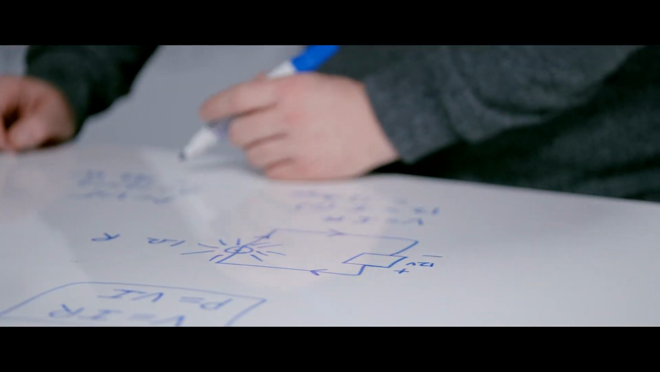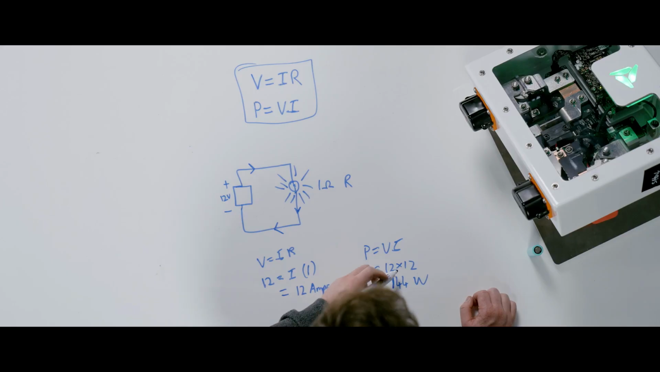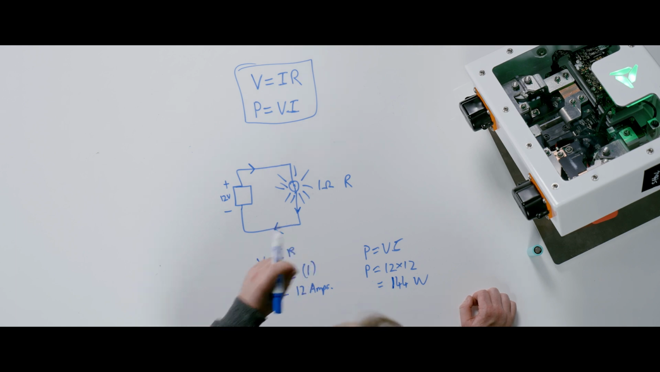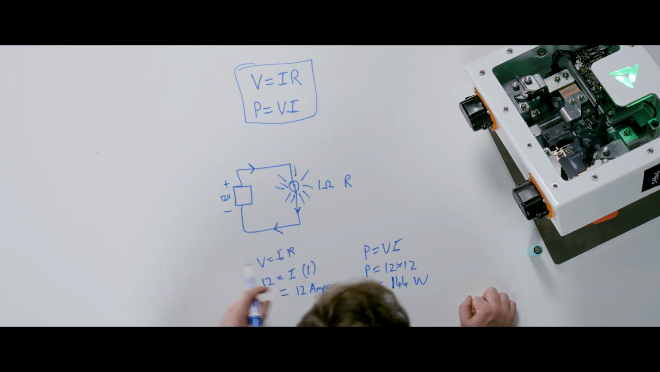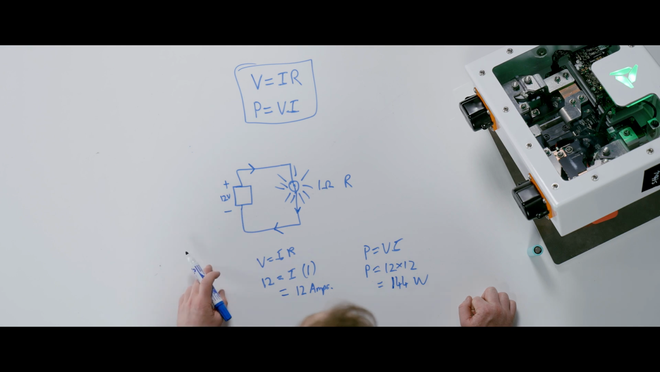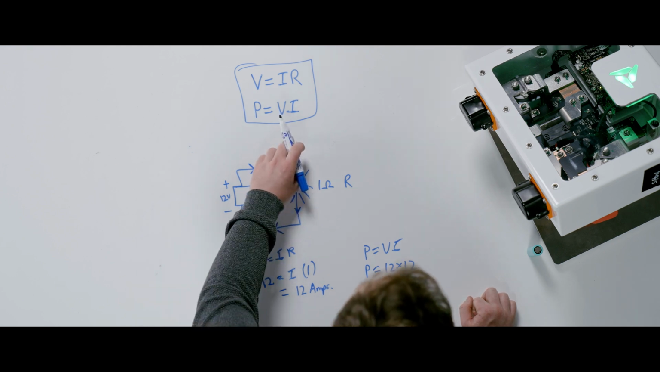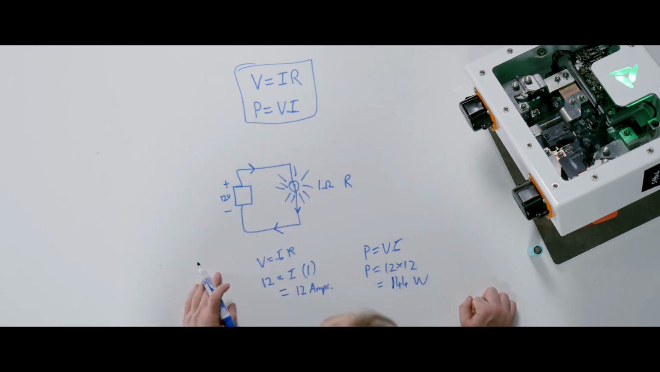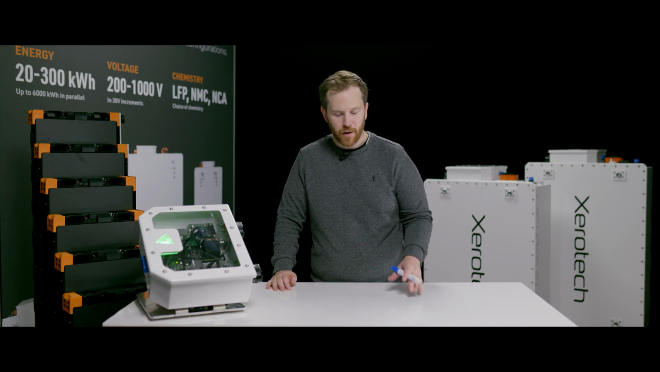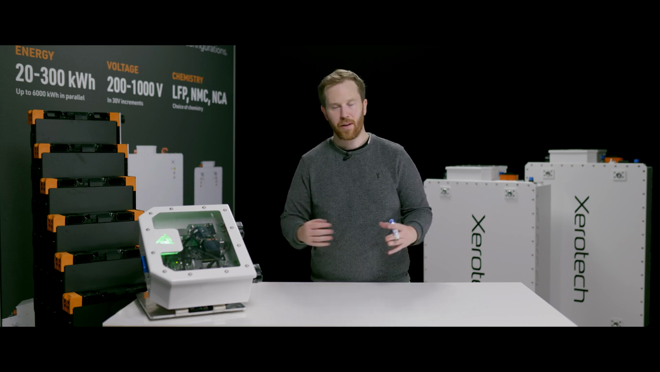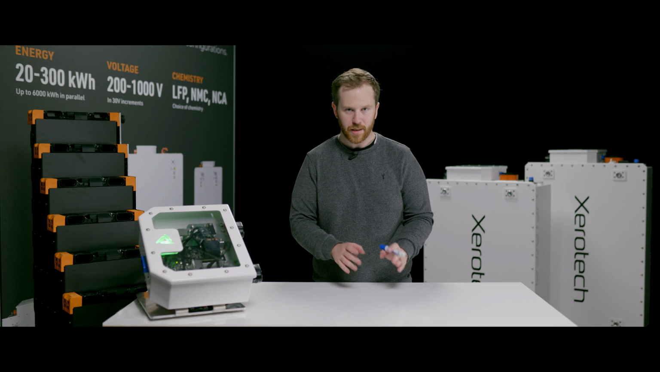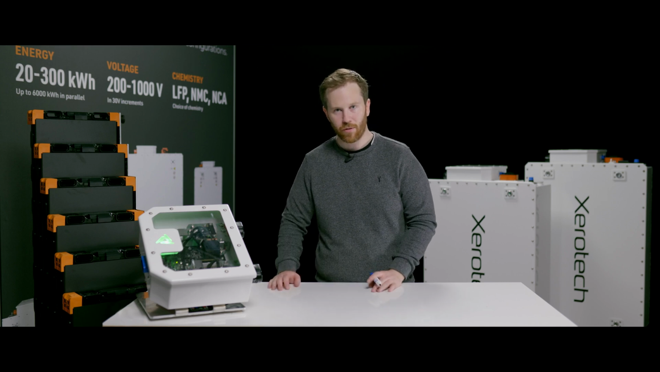What's interesting to look at is for that same light bulb, 12 amps is quite a bit of current. It would need a reasonably thick wire to deliver that. If the voltage were to be doubled, you'd be able to deliver the same amount of power with half the current. So let's just understand the difference between AC power, the things that we all have in our homes, and DC power, the thing that comes out of battery packs.